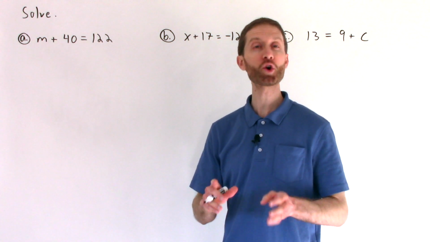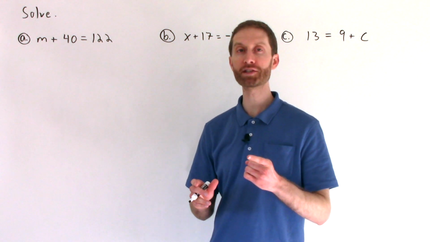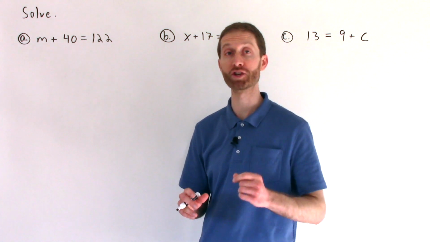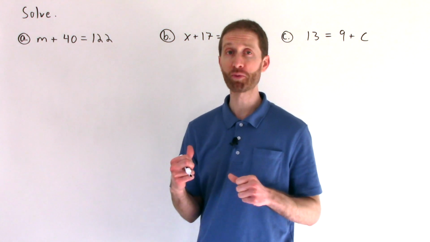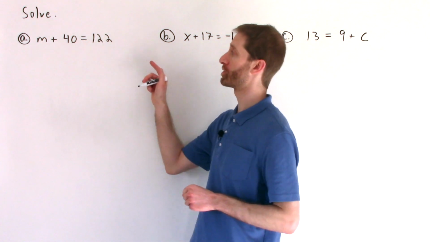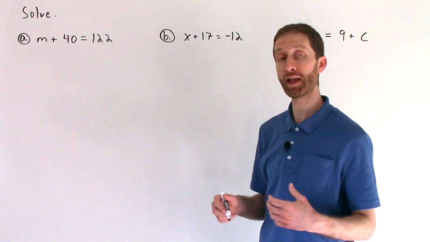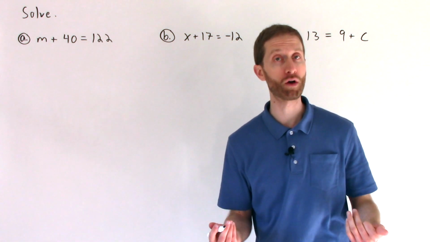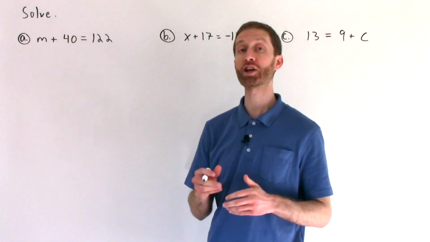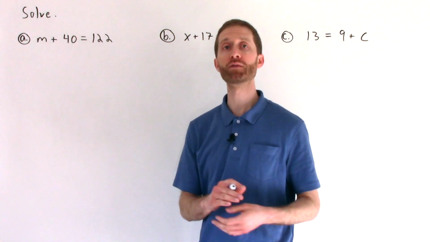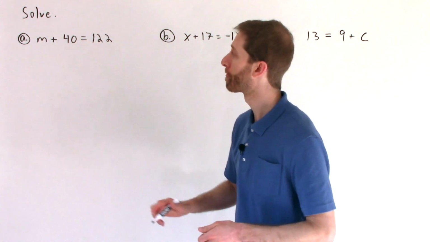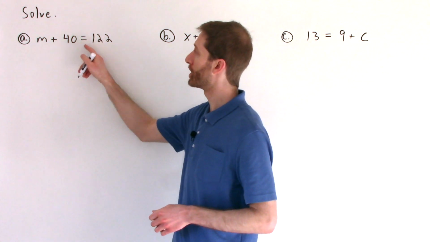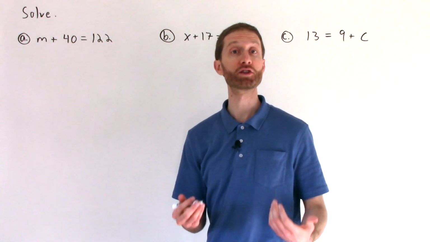In this video, we are going to learn how to solve one-step equations using subtraction of integers. Let's jump right into it. So we've got three equations right here. We'll start with letter A, and the instructions are very simply to solve. I will also go over how to check your answers with one or two of these equations at the end of the video. So we've got m plus 40 is equal to 122.